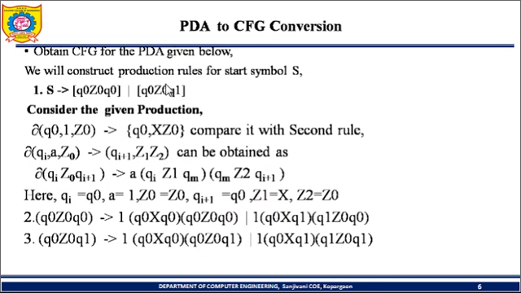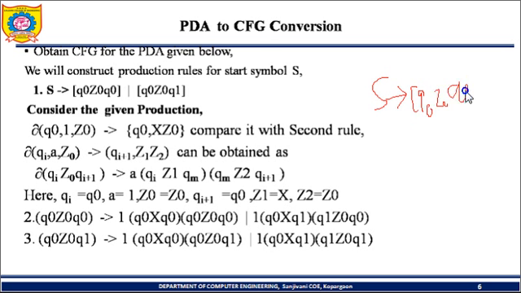First of all, we need to construct the production rule for the start symbol S. Then how to construct it? We know that for start symbol S, it will use the initial state, which is Q0, and the initial stack symbol is Z0, which is given here in this slide. So S tends to the initial state Q0, the initial stack symbol Z0, to the final state.